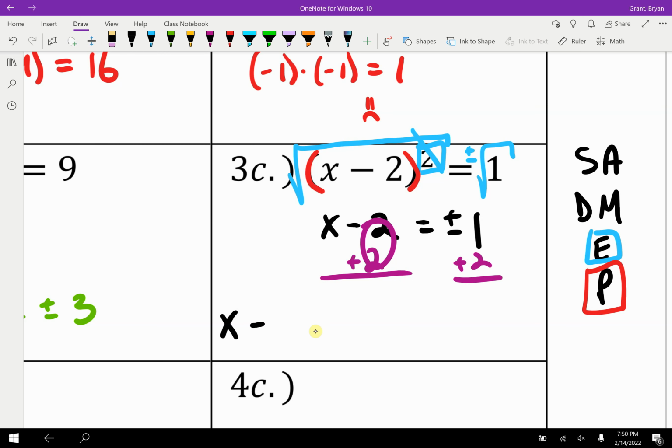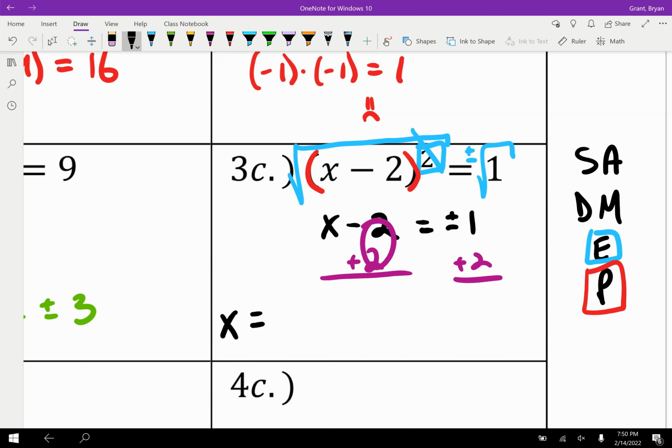Instead, what if I asked you a question like this? What if I said, and I'm going to use my eraser here, what is 1 plus 2? You'd say 3, and you're totally right. But then I ask you the question, what is negative 1 plus 2? And be very careful here. Negative 1 plus 2 is positive 1.